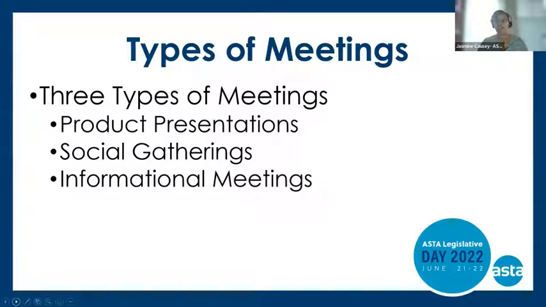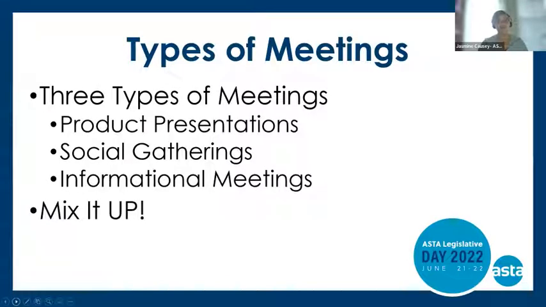Last but certainly not least are your informational meetings. Those are meetings where you're teaching your chapter members not necessarily about a product, but about something that is going to either help them build their business or something related to ASTA. A perfect type of informational meeting is how to make the most of your ASTA membership. Some chapters have also done Excel meetings showing their members how to utilize Excel or social media or other things. The most important point I'd like to make here is mix it up.